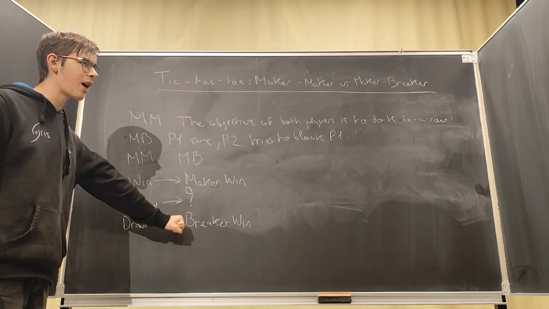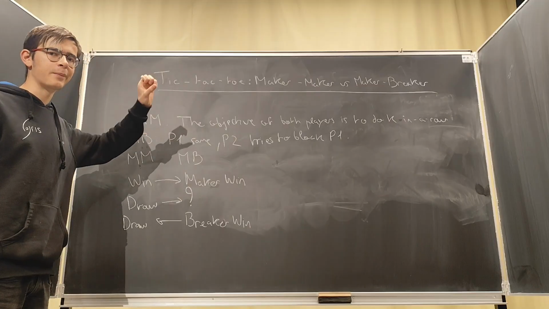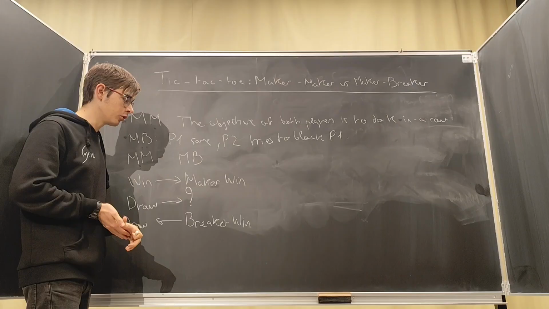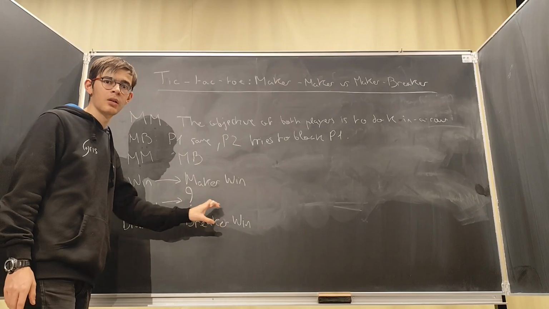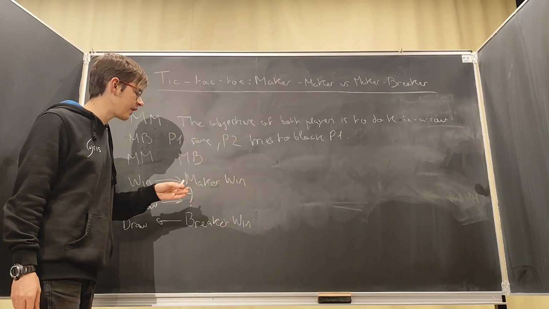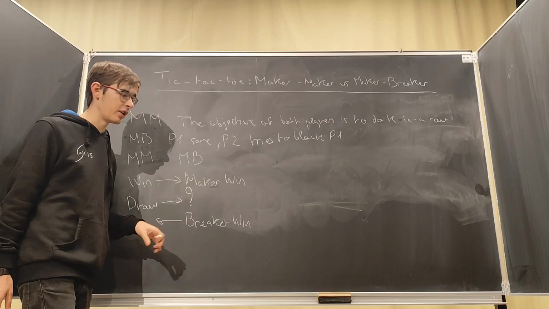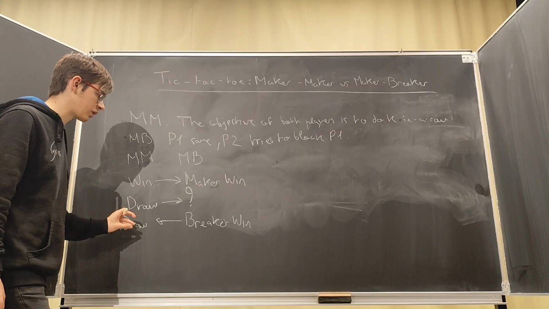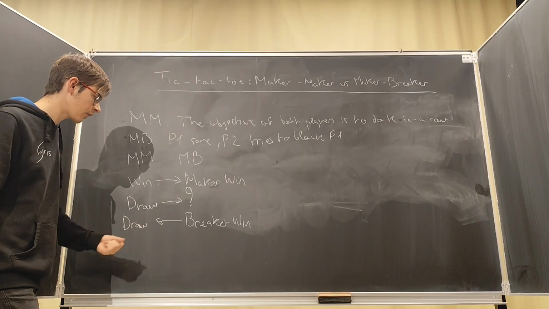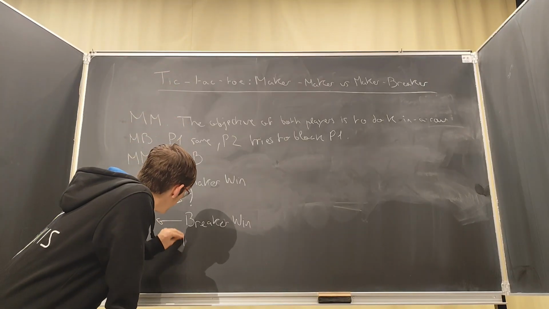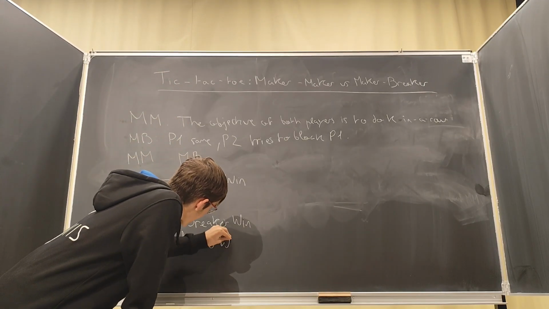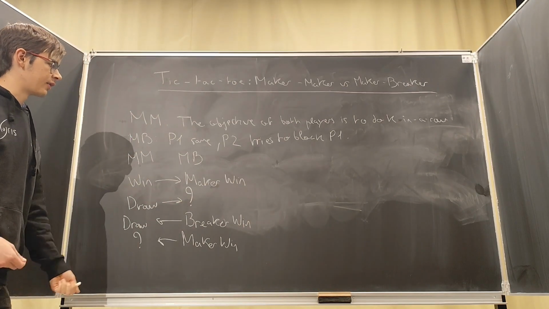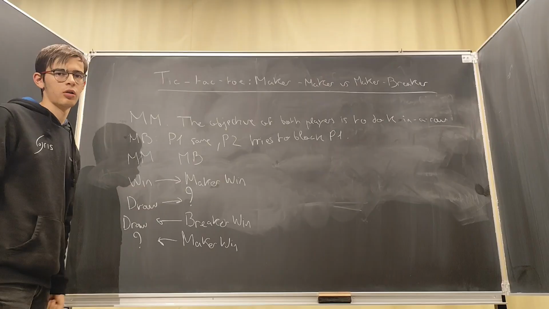This is exactly why in the last video, when we used that pairing strategy, we were only interested in blocking player one's moves. Because by doing that, we showed that for sufficiently large k, the k in a row game on an infinite grid was a Breaker win, and that implies directly that the maker-maker version is a draw. And in the case of a Maker win, we can't say anything once again. Both options, win and draw, are possible.